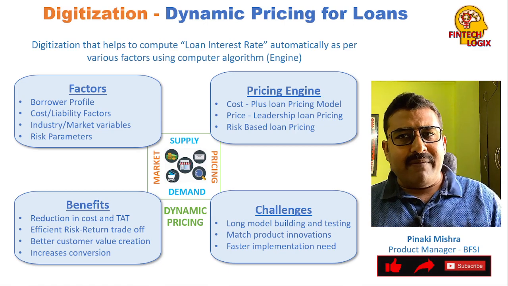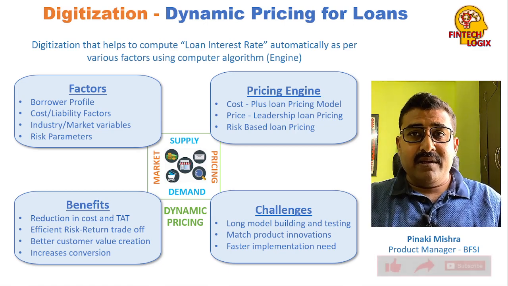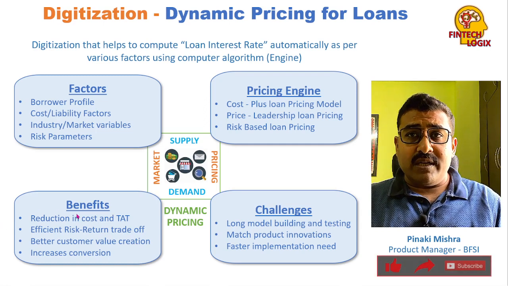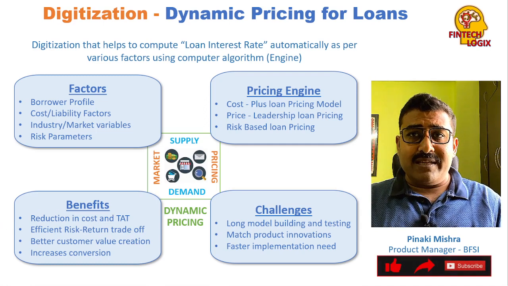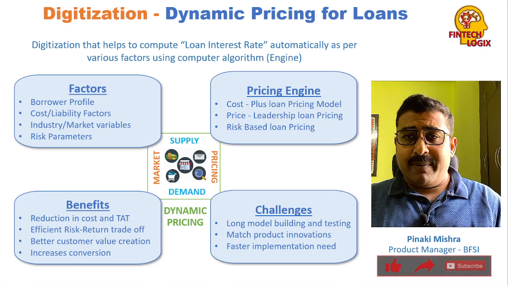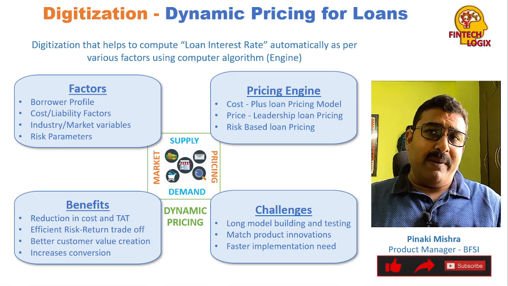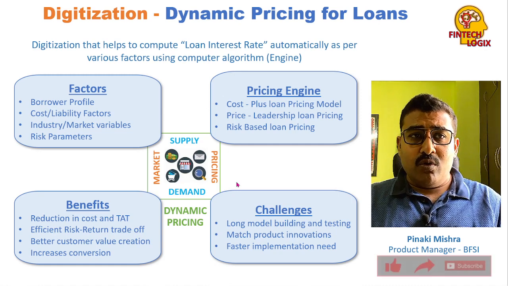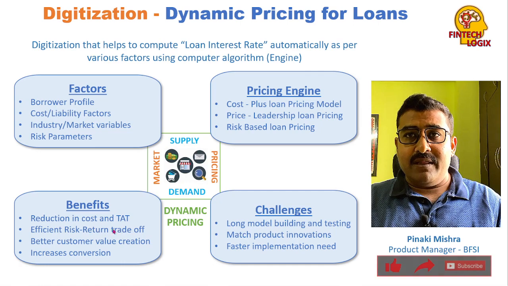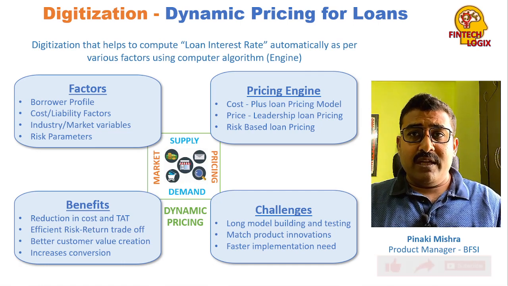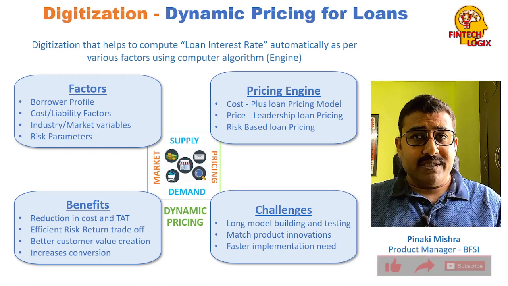Now what is the benefit of this dynamic pricing, right? So first one is actually reduction in your cost and turnaround time. If all this calculation had to be done manually, definitely you would need a lot more underwriters, which is what is being done by the pricing engines at this point of time. And because this is done in milliseconds, your turnaround time for underwriting also goes down. So that is why this becomes helpful in reducing your cost and your turnaround time for your origination.